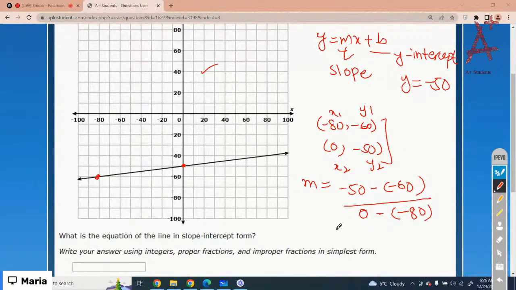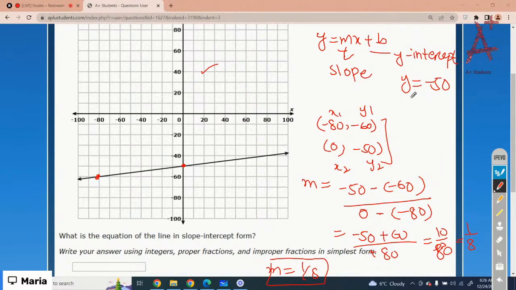Just solve it: negative 50 plus 60 and 0 plus 80. 60 minus 50 is 10 over 80, and 10 over 80 equals 1 over 8. So you have the slope m that is 1 over 8 and the y-intercept that is negative 50. So the equation would be y equals 1 over 8x, because slope is m and m is 1 over 8, and minus 50. Got it? That would be the equation for this graph.